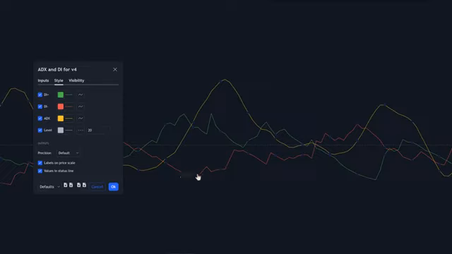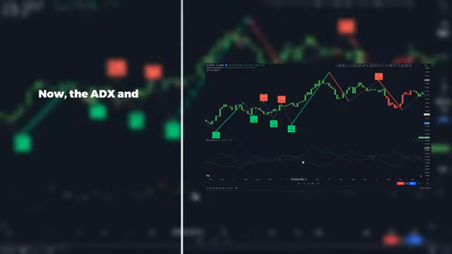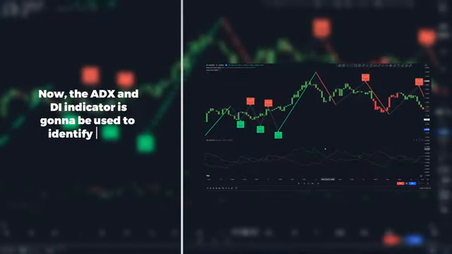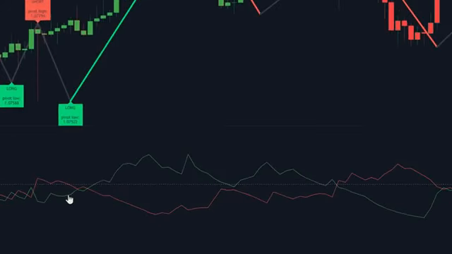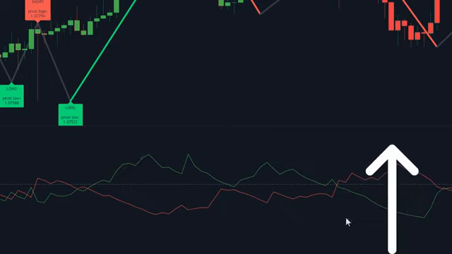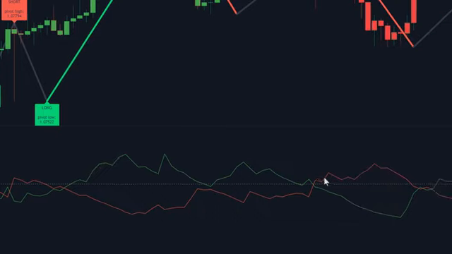Speaking of the red line, it is known as the DI minus, and it helps in identifying bearish trends whenever it goes above the green line. This horizontal level right here serves as the trend threshold. Now, the ADX and DI indicator is going to be used to identify short-term trends in the market. Whenever this green line is above the red line, that indicates a bullish trend. Conversely, whenever the red line is above the green line, that indicates a bearish trend.